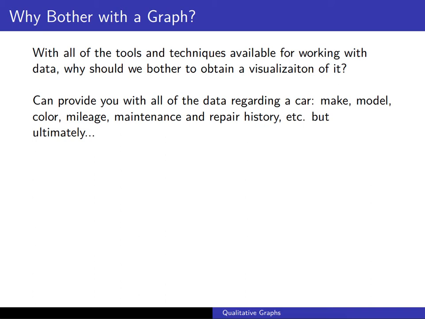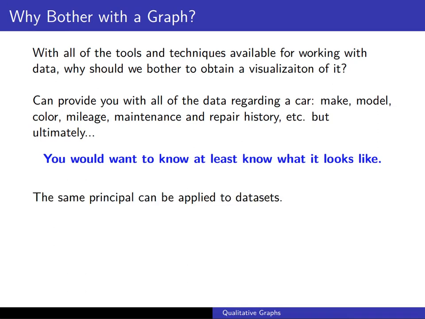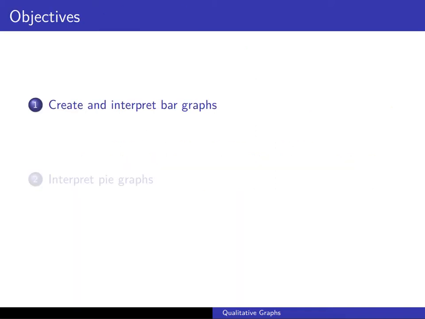However, ultimately, before you buy the car, you're going to want to know at least what it looks like, whether it's in person or a picture of it. So the same principle can be applied to data sets. We want to get an idea of what the data set looks like visually, even though we have all this technology available to us to get a lot of the information we're going to need throughout the course. So in this video, we're going to take a look at creating and interpreting bar graphs.